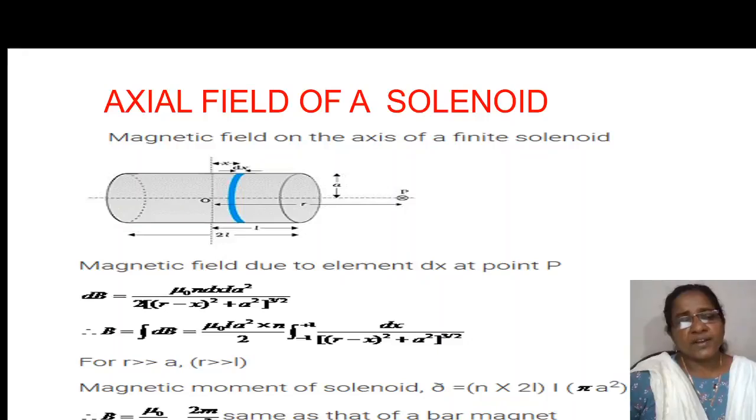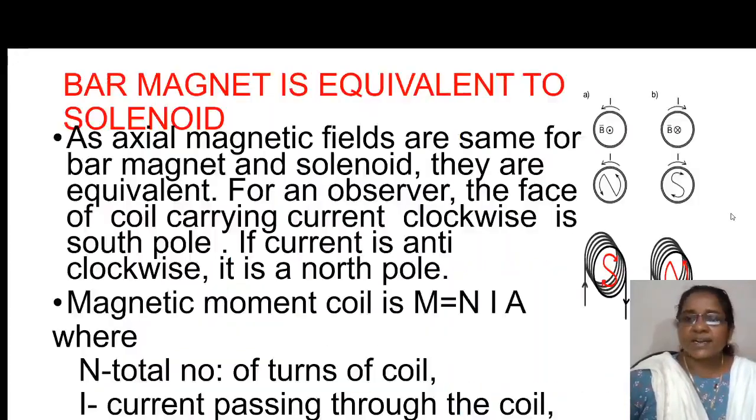You will get the final expression as B is equal to mu 0 divided by 4 pi into 2m by r cube. So we have seen earlier that the axial field of a bar magnet is the same as this one. So we can say that a bar magnet and a current carrying solenoid are equivalent. And the magnetic dipole moment of a bar magnet is 2L into M. What is the magnetic moment of a current carrying coil? It is given by M is equal to N into IA, where N is the total number of turns, I is the current passing through the coil, and A is the cross-sectional area of the coil.